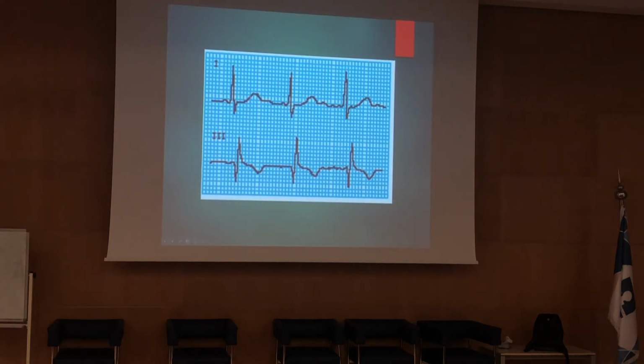Usually in a normal ECG, there is no deep S wave like this, no deep Q wave like this, and the T wave should be positive like this one. This is the baseline here, and the T wave must be above the baseline, but in pulmonary embolism cases, it will be below the baseline.